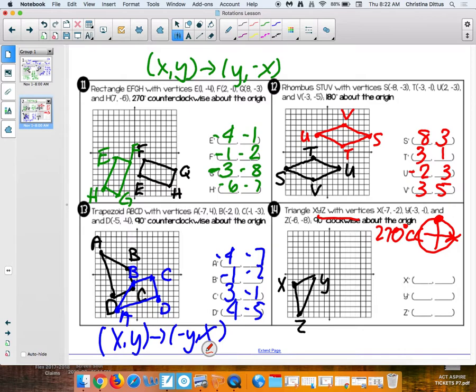So we are doing the same rule as up here, right? Yes, (y, negative x). So if I look at X, which is negative 7, negative 2, what's my new X? Negative 2, 7. Good. How about Y? Negative 1, 3. And Z? Perfect.